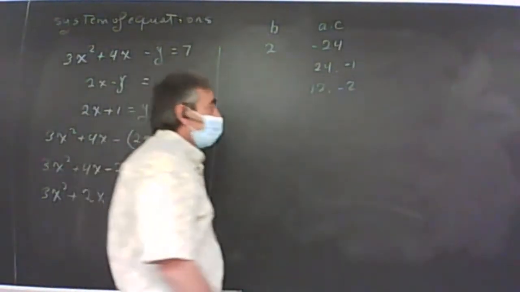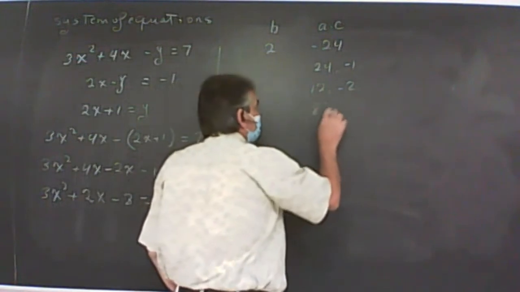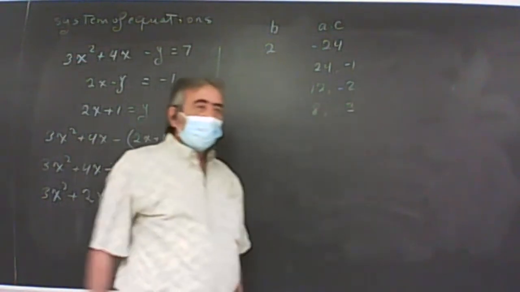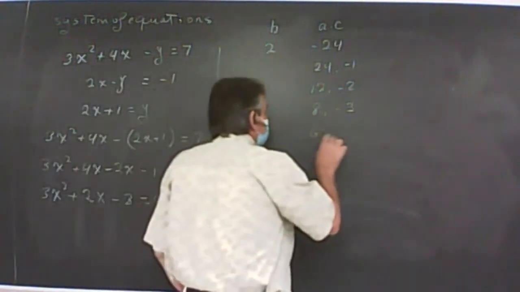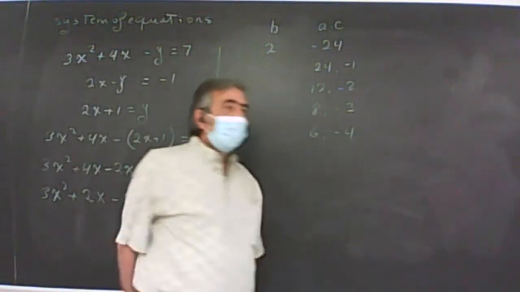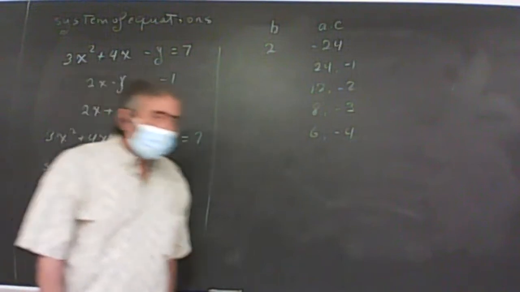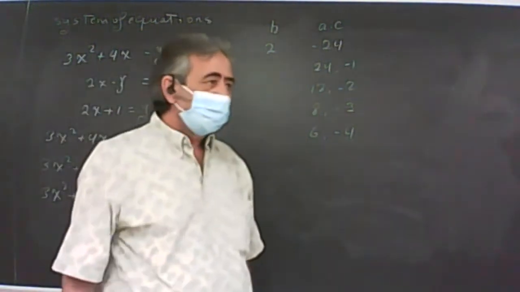So let's go to the next step. 8, negative 3. No? All right. 6, negative 4. Are these my numbers? Yes. So let's go ahead and do that.